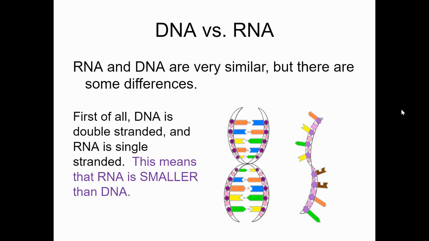The first difference you can see here is that DNA, we know, is a double-stranded molecule, but RNA is single-stranded, meaning it's a lot smaller than DNA. And that's really important because if the RNA is to travel out of the nuclear envelope, it needs to be small in order to fit through the pores.